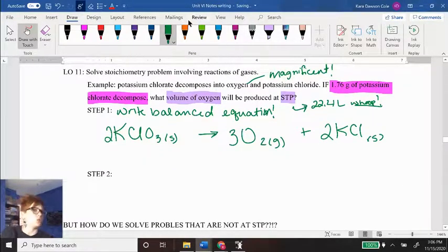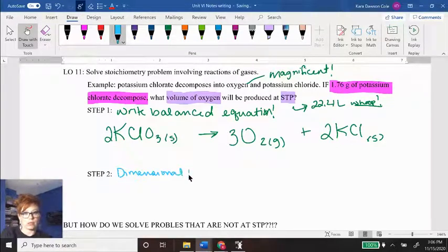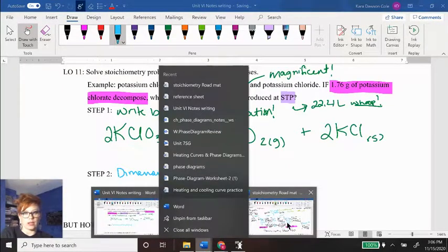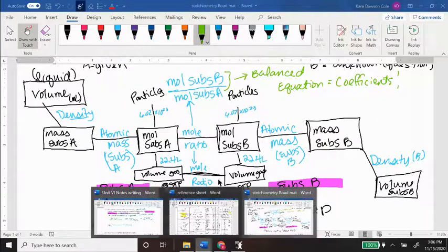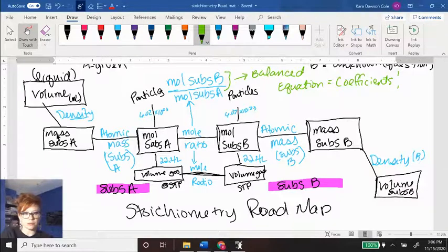Step 2. What's step 2? Step 2 is dimensional analysis. All right, so let's go to our stoichiometry roadmap. We are given 1.76 grams of potassium chlorate. So we are here, at a mass of potassium chlorate. We need to get to volume of oxygen at STP.